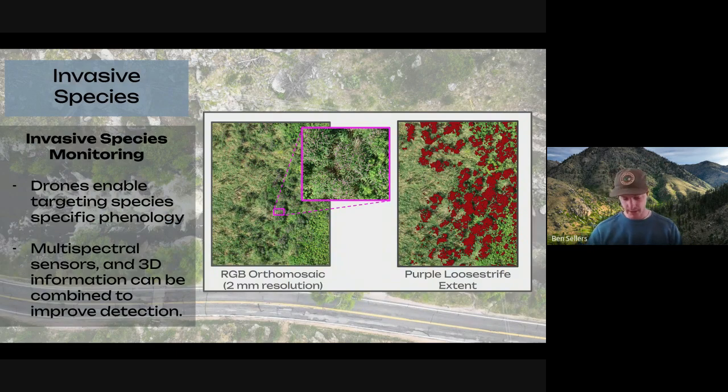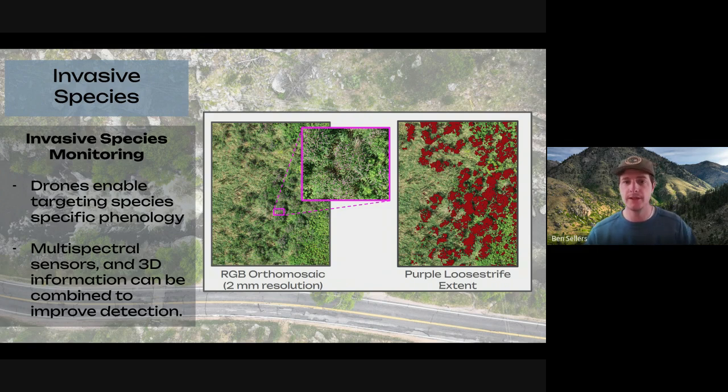We haven't done a ton with invasive species in the Pooter work, but I thought I would just mention it briefly because I know there's a lot of interest at the River's Edge West conference. So the timing of drone flights gives a real advantage in monitoring invasive species. So you can target the exact phenologic phase where invasive species stand out compared to their native neighbors.